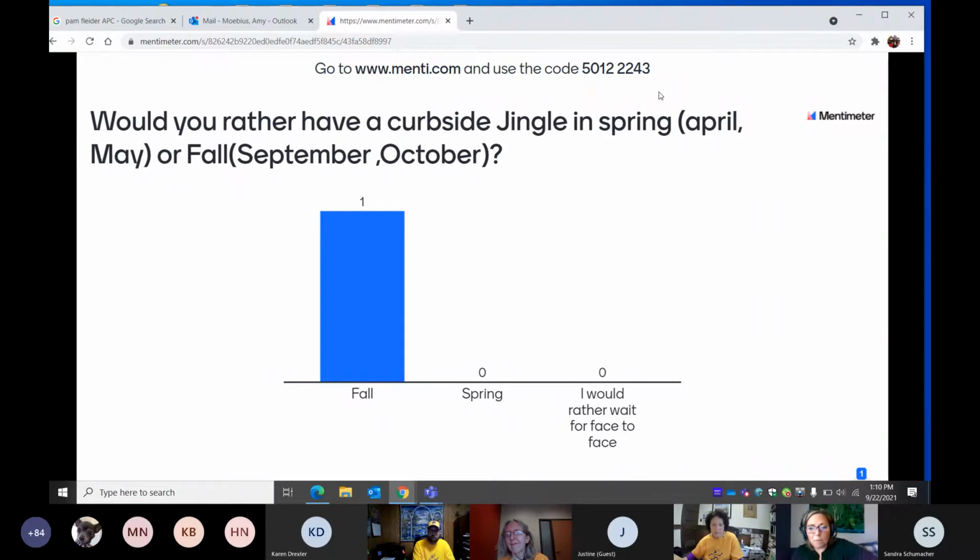Somebody said fall. I got one vote already. So this is instant, and everybody can watch the votes come up. Again, it's www.menti.com, and the number is 501-222-43.